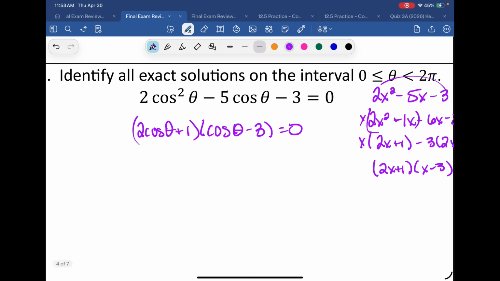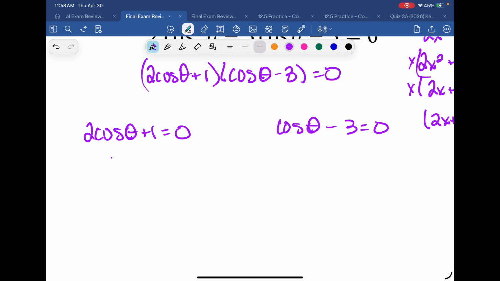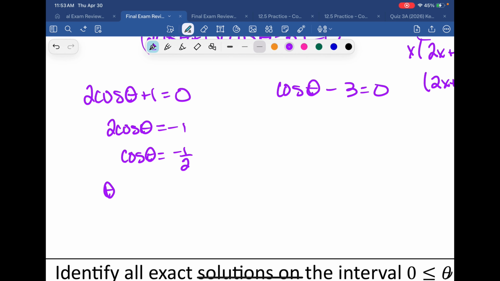Set those equal to 0. So subtract the 1, divide by 2. That's going to give me negative 1/2, so cosine theta equals negative 1/2, which gives 2 pi over 3. I think that's it for negative.